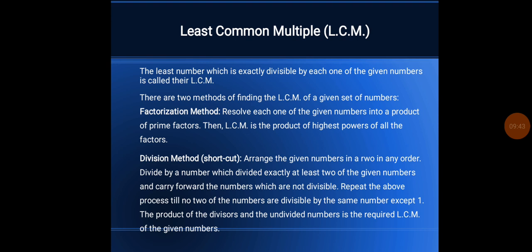First we arrange the numbers in a row and divide by a number that divides at least two of the given numbers exactly. Then we repeat the process. Finally, the product of the divisors and the undivided numbers, the remainders, is the required LCM of the given numbers. So we multiply the divisors and the remainders. So these are the two methods for finding LCM. Next we see some examples.